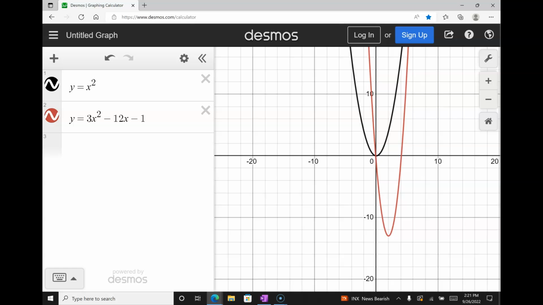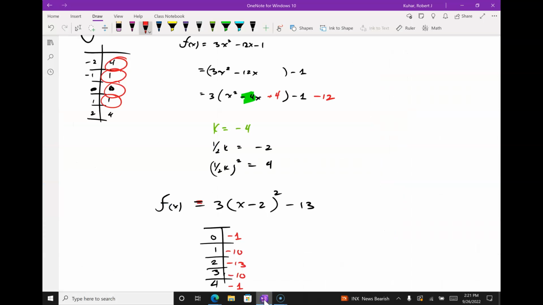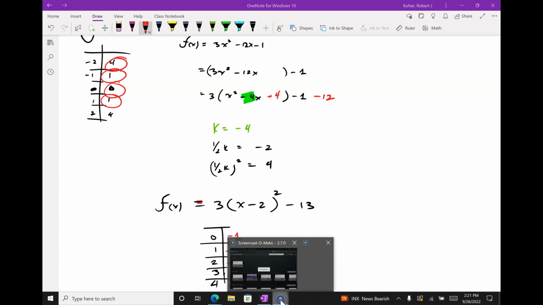Do you see that the red curve got stretched up and it's tall and skinny now? The black curve is the original mother function, right? You see that it moved to the right and moved down? That's all we're trying to see. Let's plot some points. Let's plot the vertex on the mother function. That was 0, 0, right? And what do we get for our middle point on this new function? 2, negative 13, right?